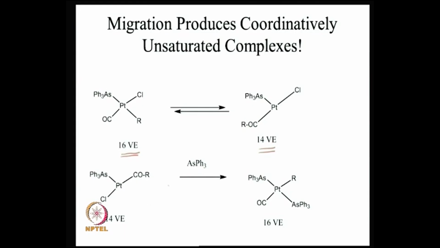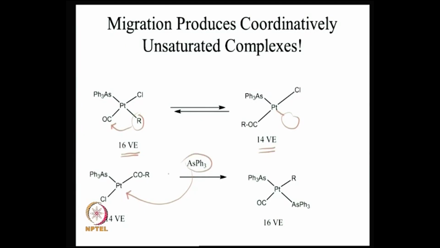The second step, the triphenyl arsine is coming in and blocking the vacant coordination site on the platinum. First it is migration of the R group, and then in the second step the vacant site on the platinum is blocked by the triphenyl arsine. So here is what is happening. We have the conversion of a 16 valence electron complex to a 14 valence electron complex, and then the 14 valence electron complex is now converted back to a 16 valence electron complex by the addition of the ligand.